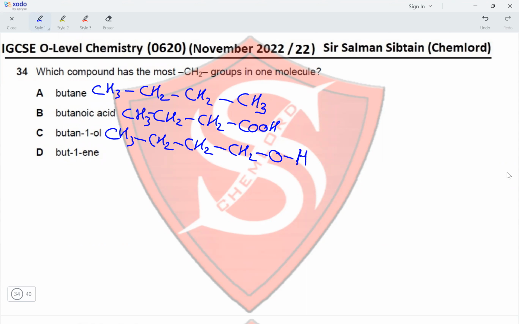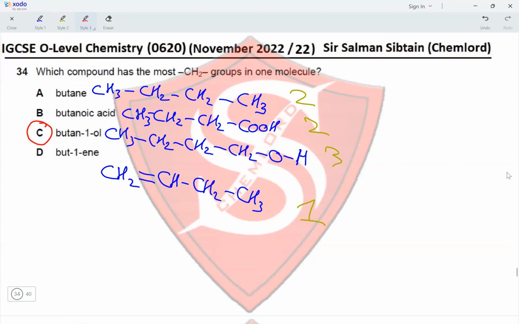And the last one is but-1-ene. This would be CH2 double bonded CH. Then we would have CH2 and then CH3. So this only has one CH2 group. So 2, 2, 3, and 1. So the greatest number of CH2 groups is found in butan-1-ol, making option C the correct option for this question.